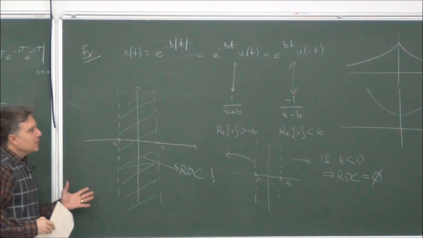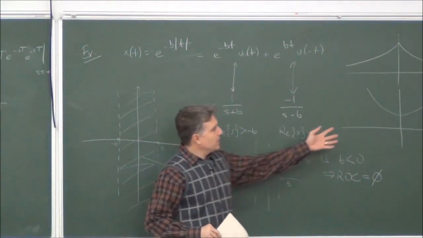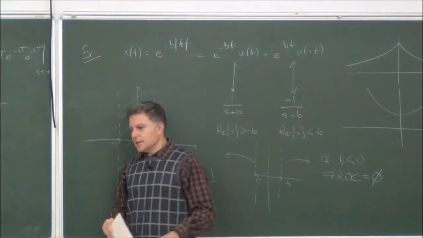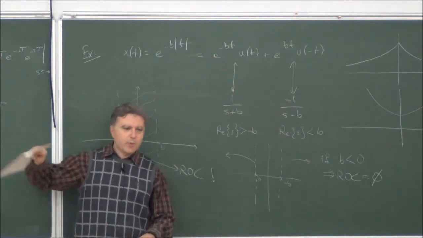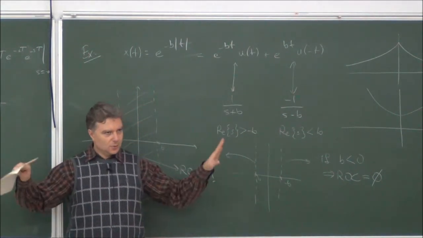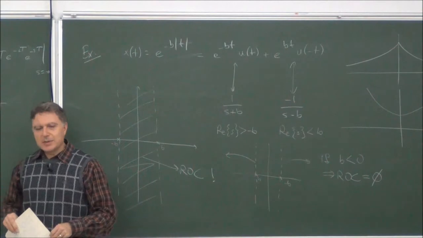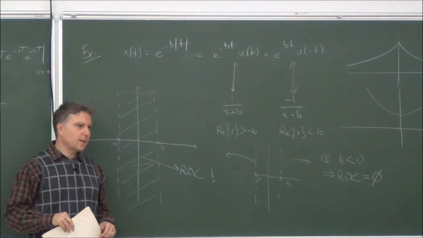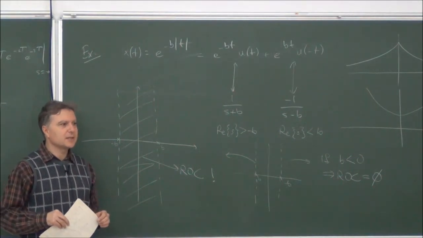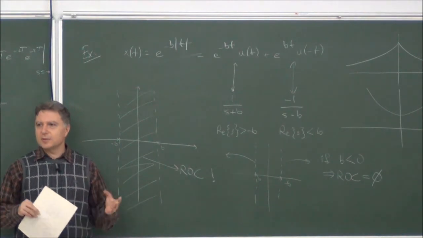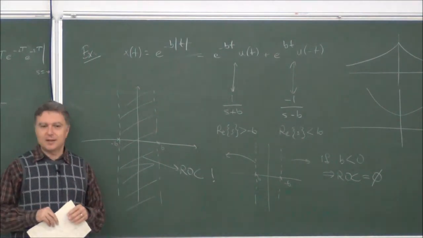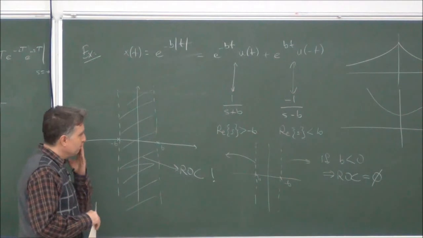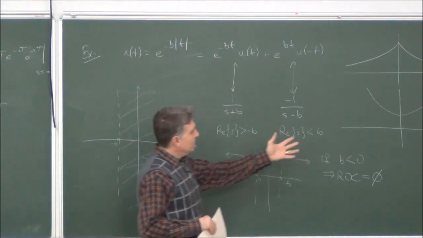Which means we don't have a Laplace transform for this signal. In many cases, if the signal is growing at both sides, it is probably not possible to find the Laplace transform. The Laplace transform doesn't exist. The region of convergence will not have any region. It will be an empty set. This is an example of that.